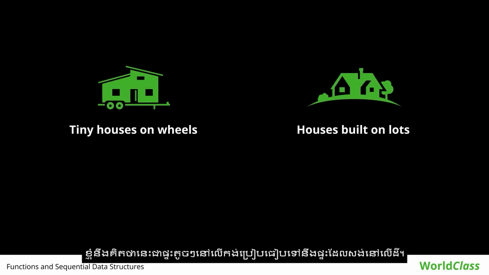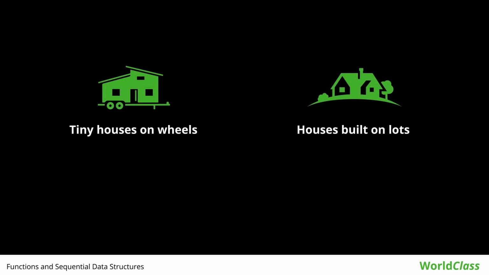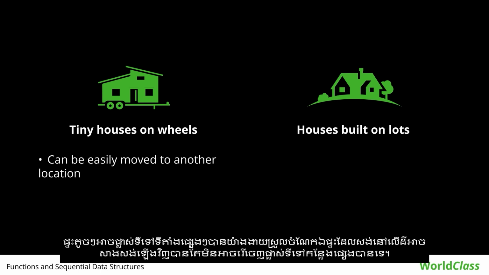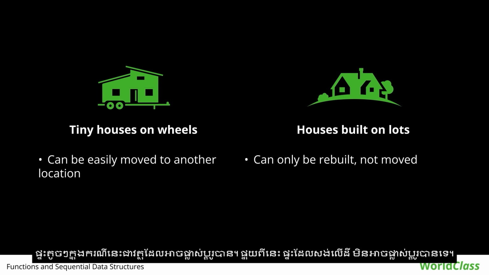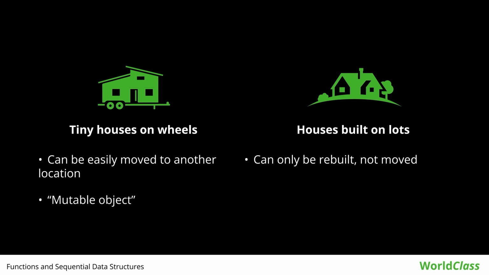I'd like to think of this as tiny houses on wheels versus houses built on lots. Tiny houses can be easily moved to another location, while houses built on lots can only be rebuilt, not moved. Tiny houses in this case would be mutable. Built houses, on the other hand, would be immutable.